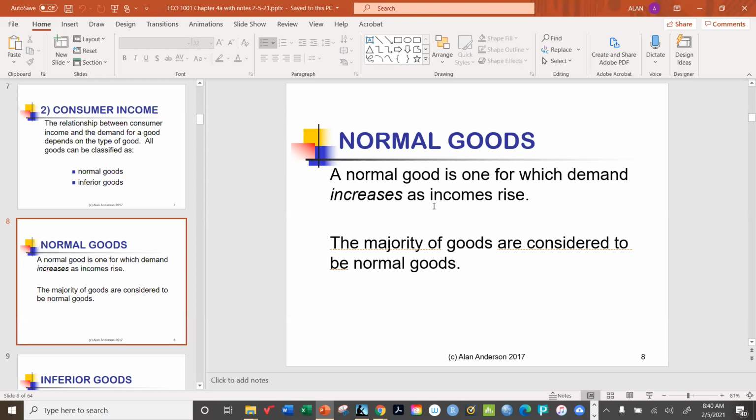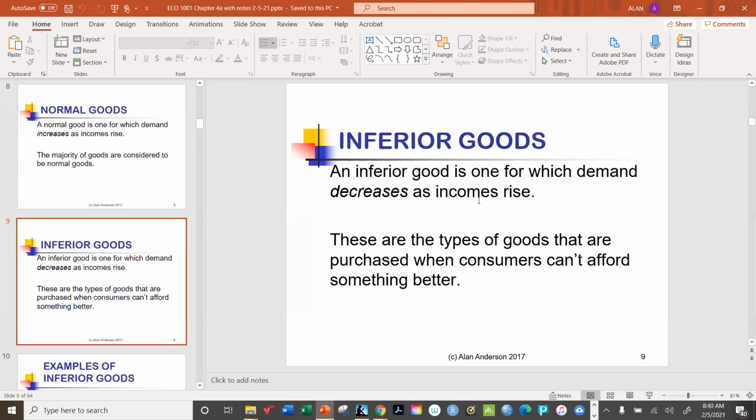But on the other hand, there are products where this is not true. These are the so-called inferior goods. Now, think of these as the goods that you only buy because you can't afford to buy something better. You need these products, but you're only buying them reluctantly. All right, now what exactly are inferior goods? Here's a few examples.